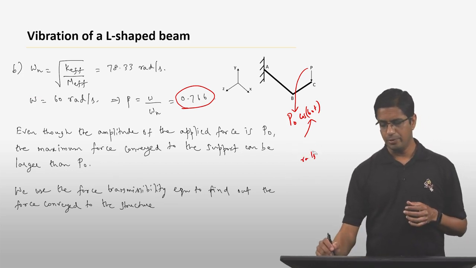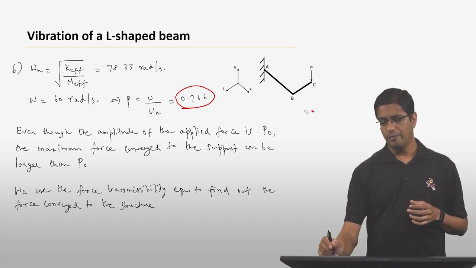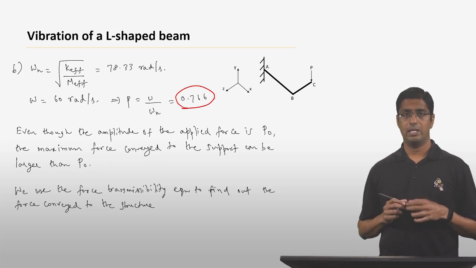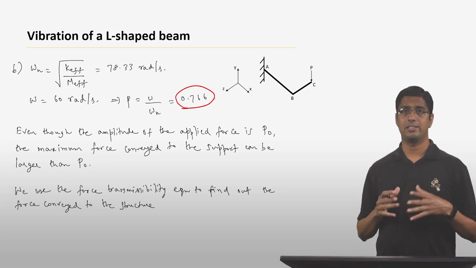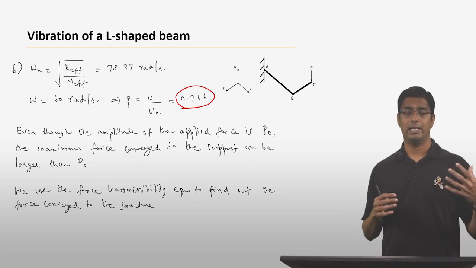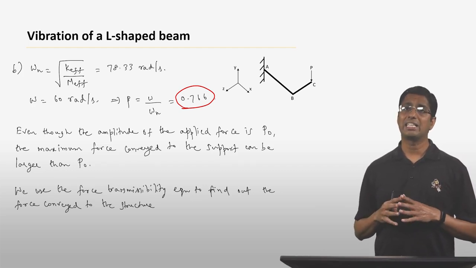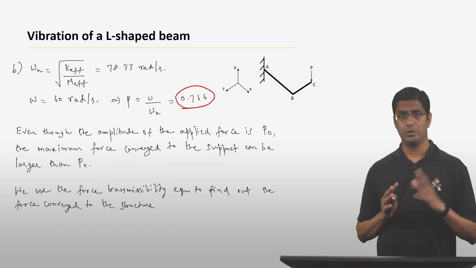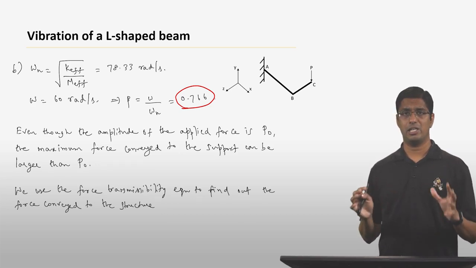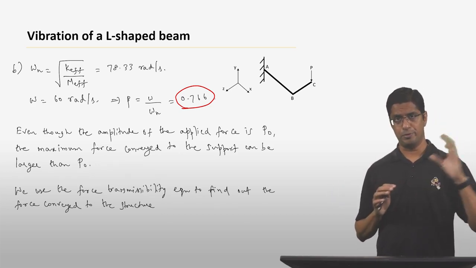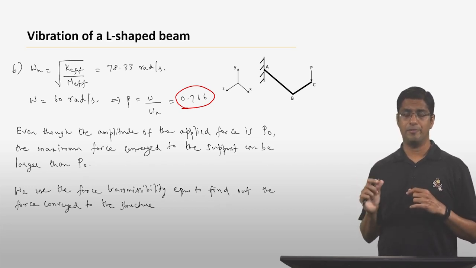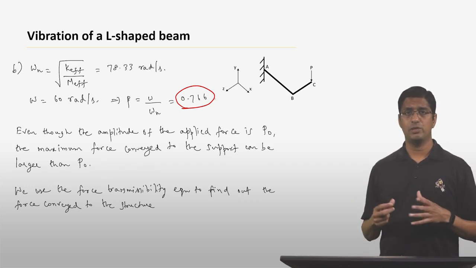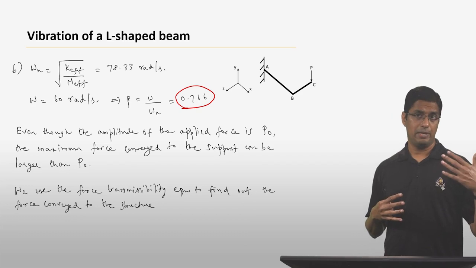Now comes the more conceptual part. When you have a time varying force like this, the actual force that is felt by the structure, or by the support, is actually quite a bit larger than the applied force. Here P is P naught cos 60t, so P naught is the amplitude of the force. But the amplitude of the force that is felt by the structure when it is vibrating could be quite a bit larger. And this is what we learned when we talked about force transmissibility.